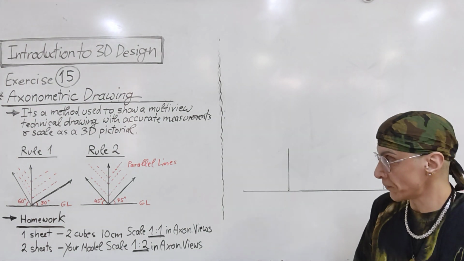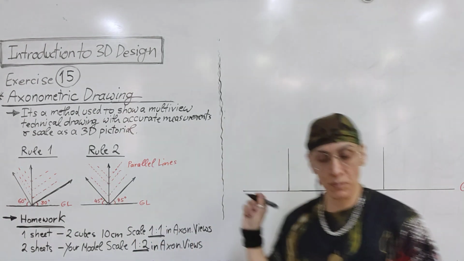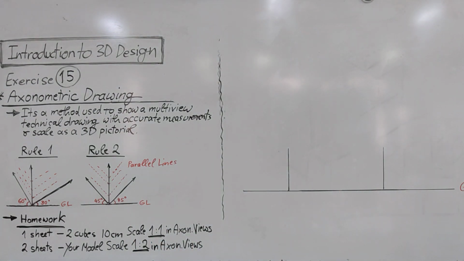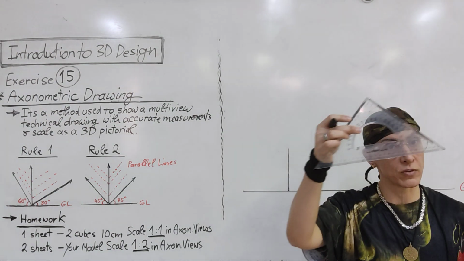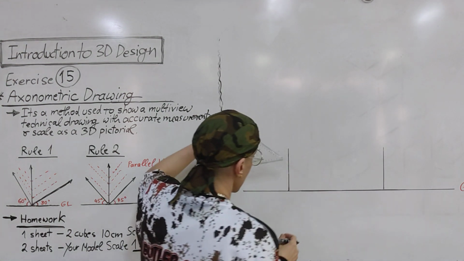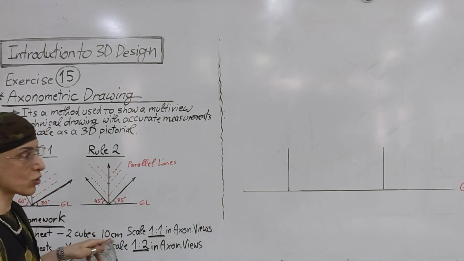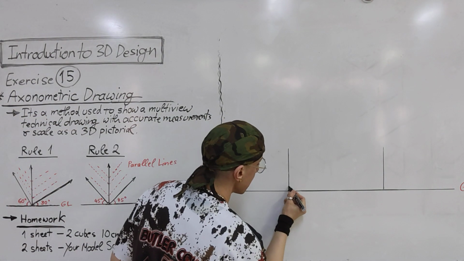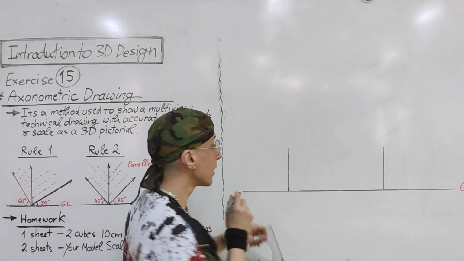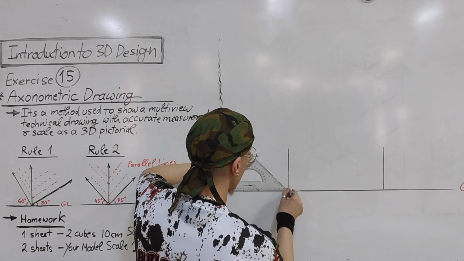So, for the first example, we will draw two cubes, because we have two different methods. One cube we will draw at 45 degree, so you will use this ruler, because this is the 45. After you draw the ground line, the first edge, the cube that I'm going to draw is 10 centimeters. So you will measure from here 10: 1, 2, 3, 4, 5, 6, 7, 8, 9, 10. Then with this ruler, you will draw the other two sides.